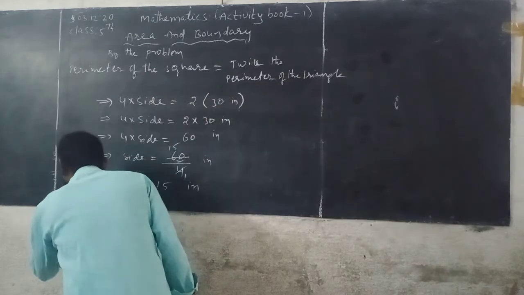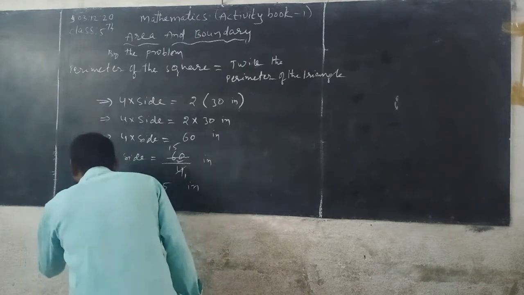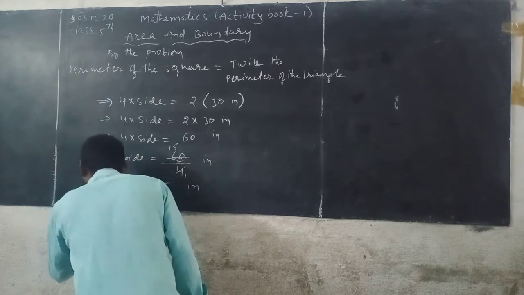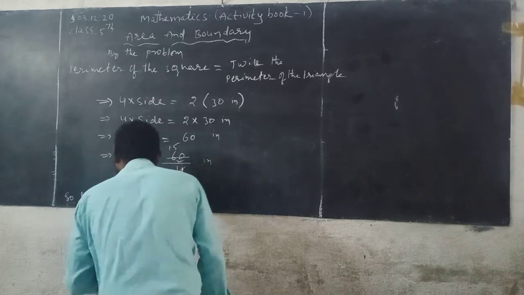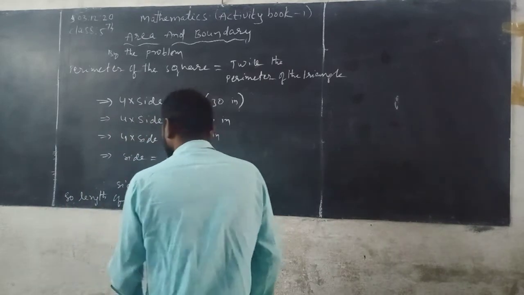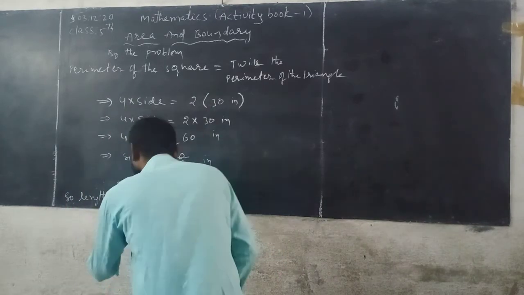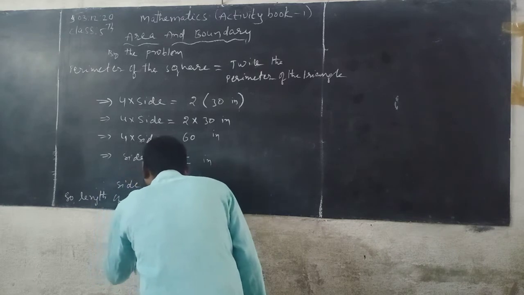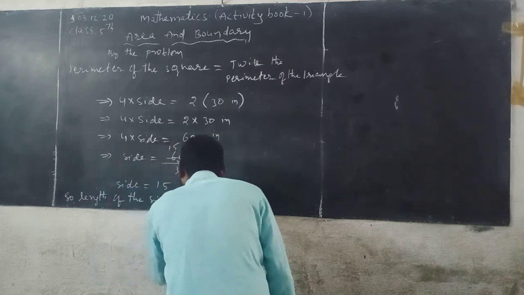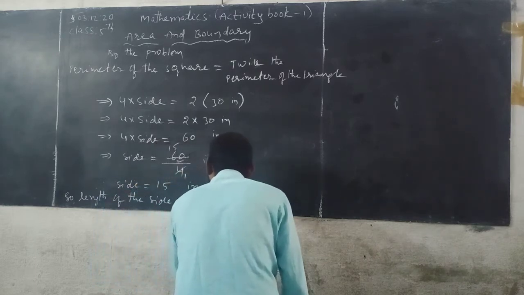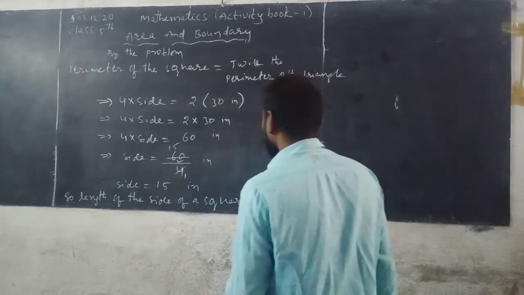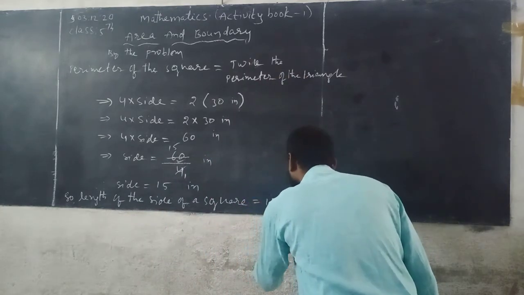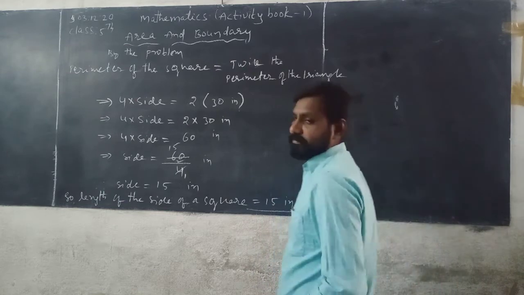So the length of the side of a square is equal to 15 inches. Right up.